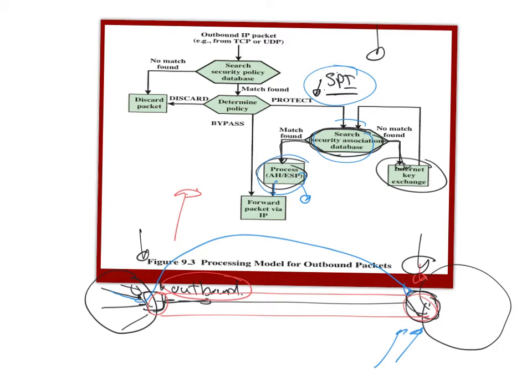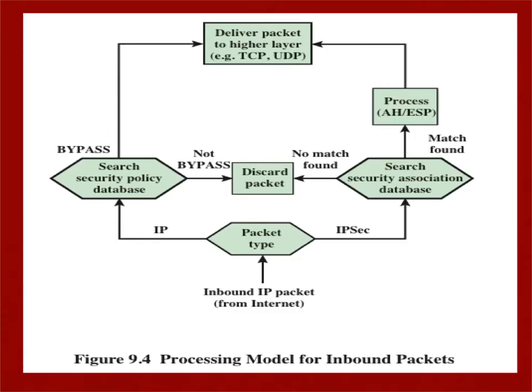And I will have another SPI in the header of AH if I decide to use AH. Okay? So this is for the outgoing. Now we talk about inbound traffic that is coming in at the end of the tunnel.